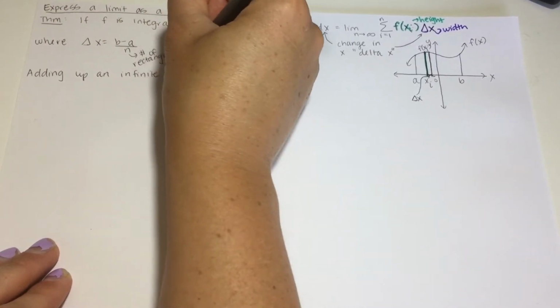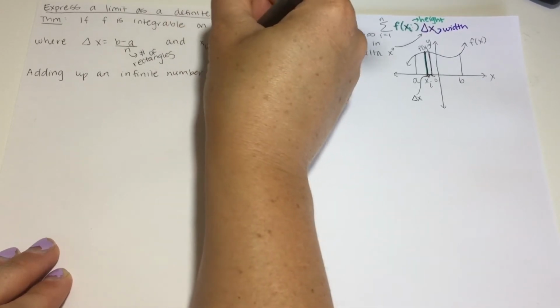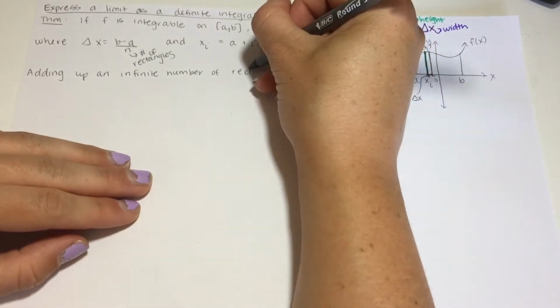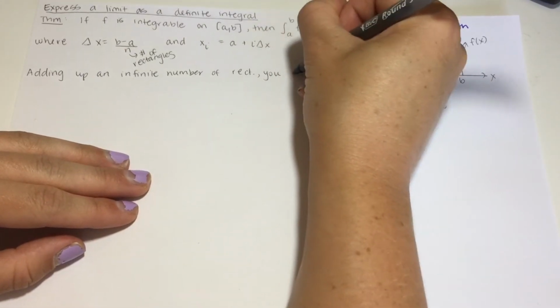Now I'm just summing up a little bit of what I said, just that we are adding up an infinite number of rectangles to get the area under f of x.